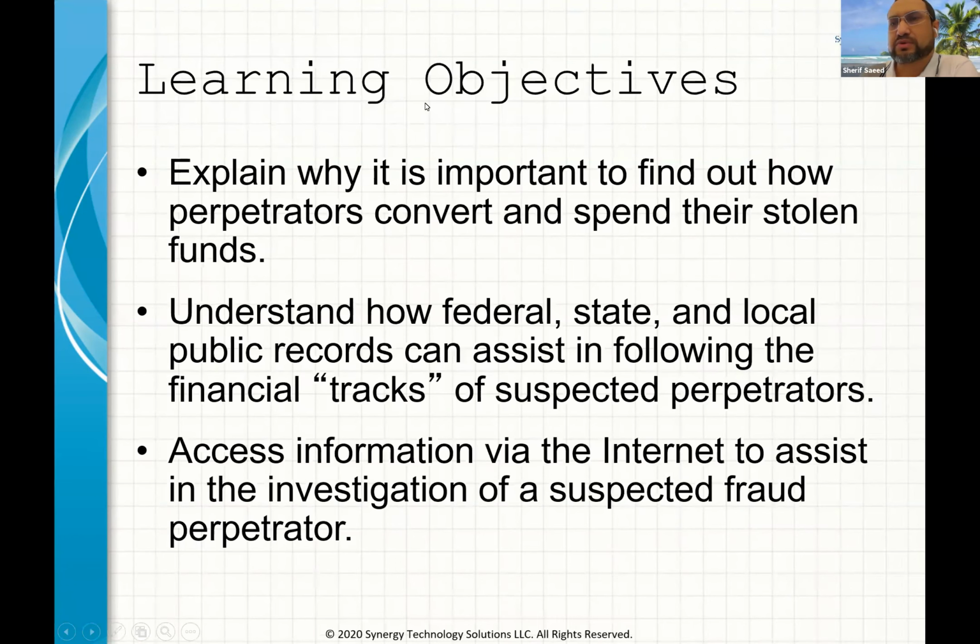So today we will discuss, explain why it is important to find out how perpetrators convert and spend their stolen fund, and understand how federal, state, local public records can assist in following financial tracks of suspected perpetrator.